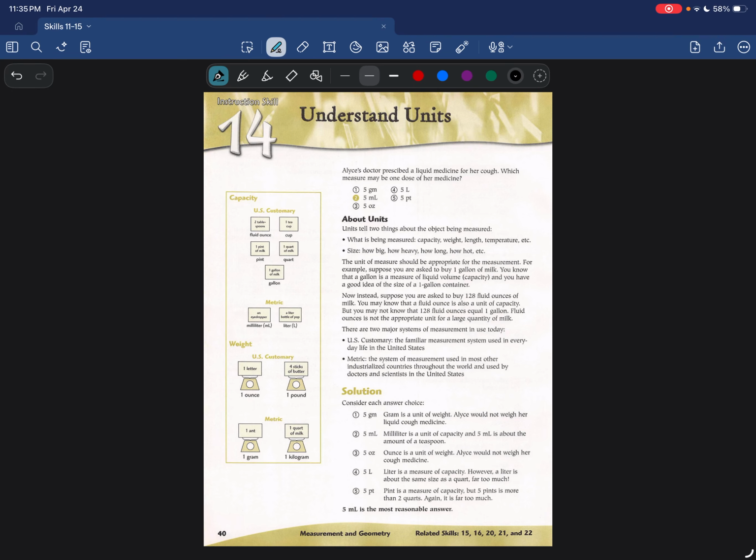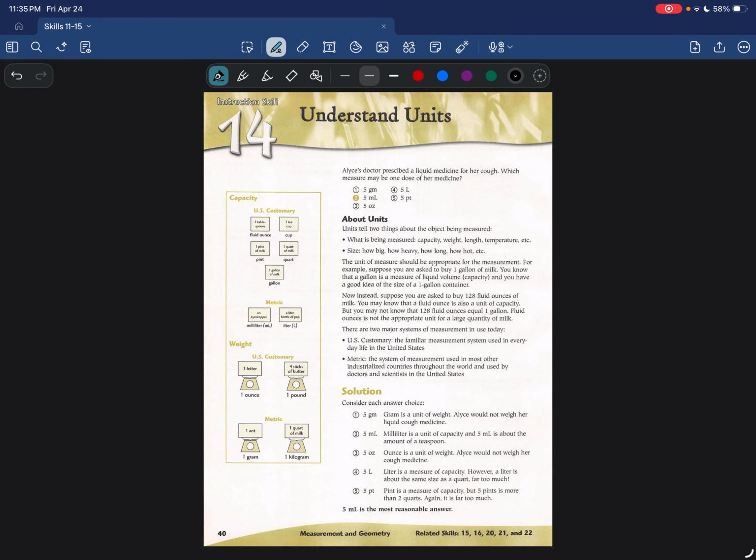And for weight, U.S. customary weights, we have the ounce and a pound. Metric weights, we have a gram and a kilogram. And there are others, but these are the ones that relate to this particular story. And here's our story, our scenario for this example. Elise's doctor prescribed a liquid medicine for her cough. Which measure may be one dose of her medicine?